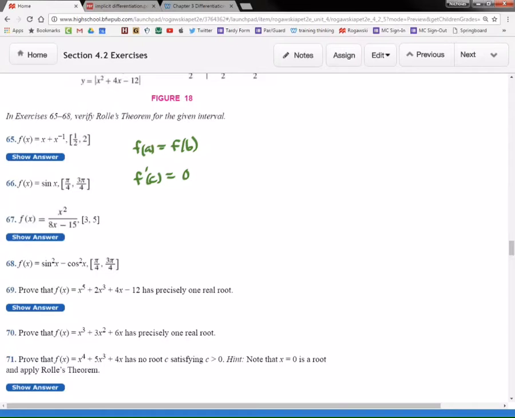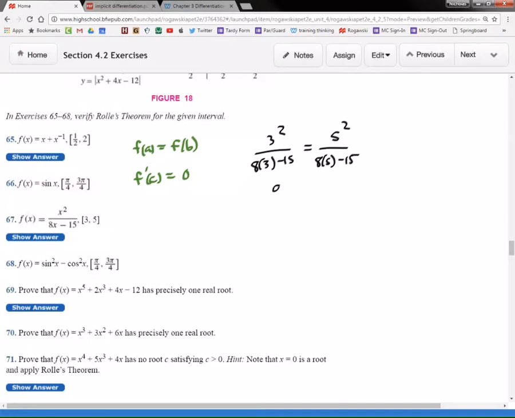So how do we show that f of a equals f of b? Well, you just plug in the 3 and plug in the 5. That's all you got to do. So we plug in the 3. We get 3 squared over 8 times 3 minus 15. And on the other side, we'll plug in the 5. We have 5 squared over 8 times 5 minus 15.